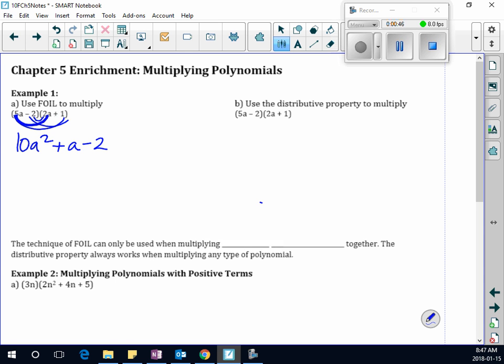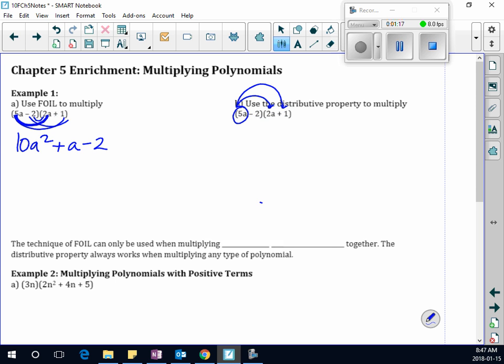So now we're going to do the same thing, but we're going to use the distributive property to multiply. Distributive property, if you recall from grade 9 polynomials, was used for multiplying and dividing when you have a term in front of the brackets and you're distributing the multiplication or the division to both terms. So we're going to take 5a and distribute the multiplication to both the 2a and the 1.